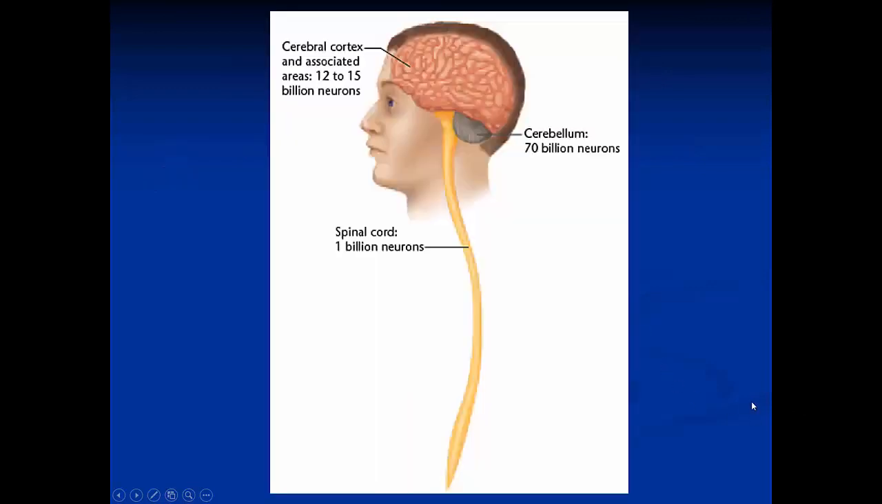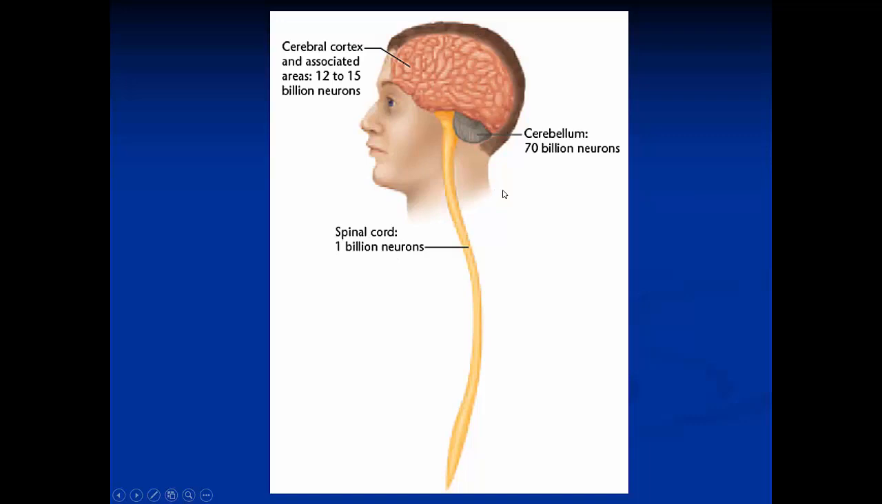Now, as the book points out, you've got an awful lot of neurons. The cerebral cortex has 12 to 15 billion neurons. Cerebellum alone has 70 billion neurons. Even your spinal cord, which most people think of as just a pathway, a set of wires to carry information from the brain to the periphery and from the periphery back to the brain, has about 1 billion neurons. So we're talking about an awful lot of cells.